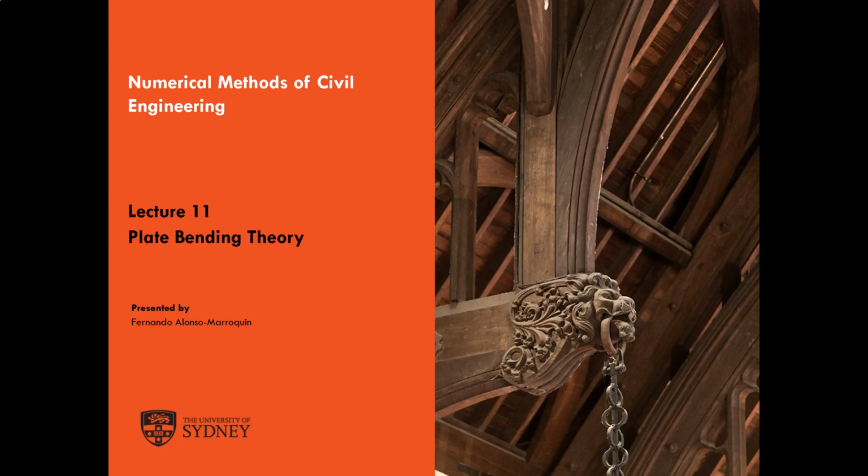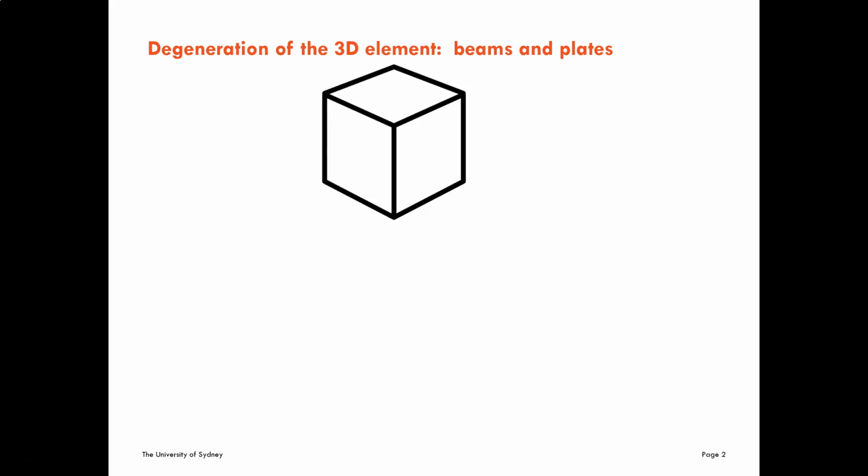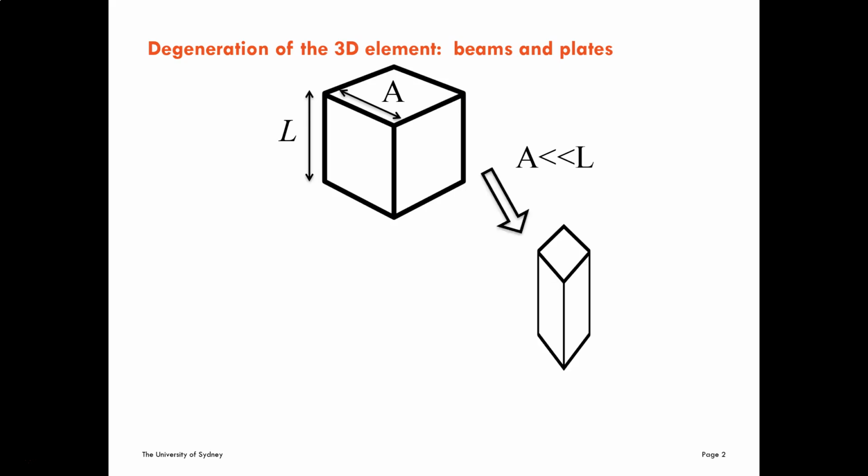This lecture is about plate bending theory. Bending of plates and beams is a case of a degeneration of the 3D continuum mechanics. So here I have a three-dimensional element. The dimension of this cross section is A and the length is L. If A is much lower than L, we can convert this three-dimensional element into a one-dimensional element.